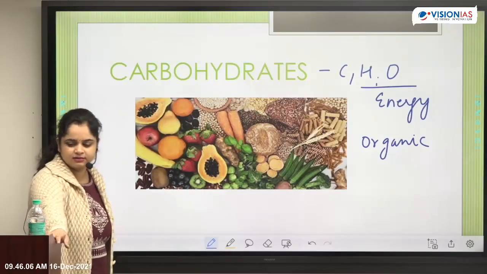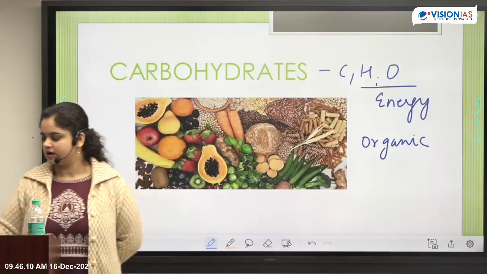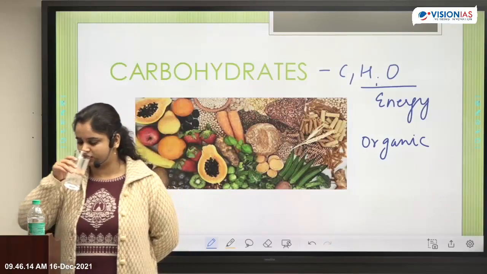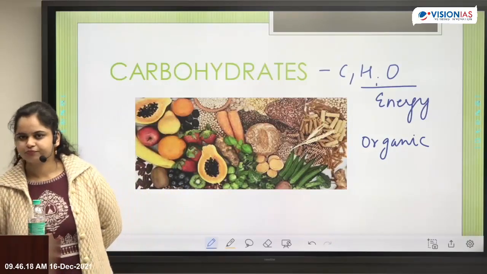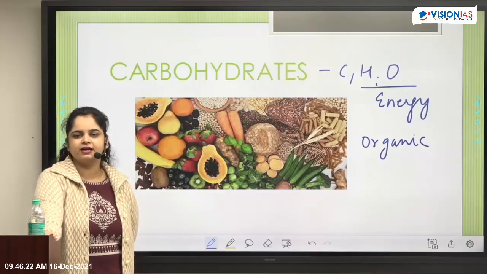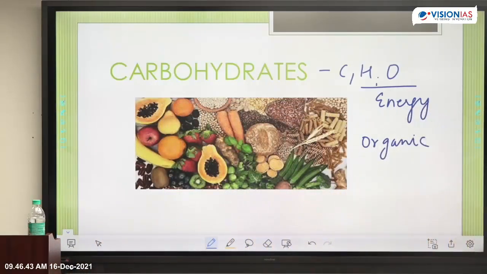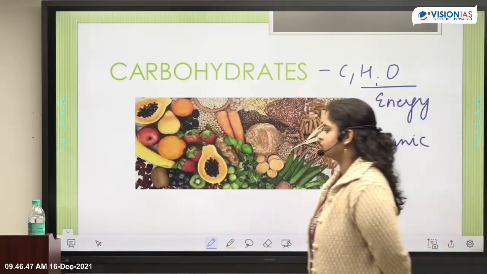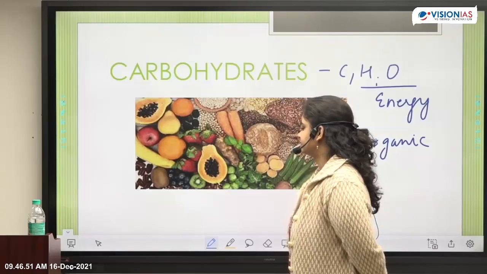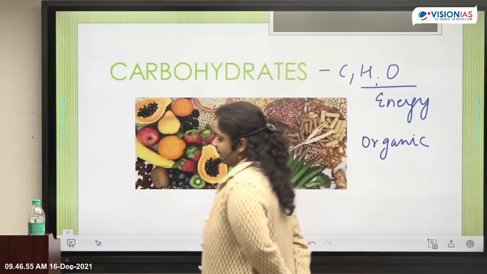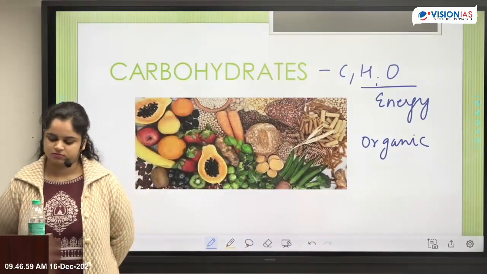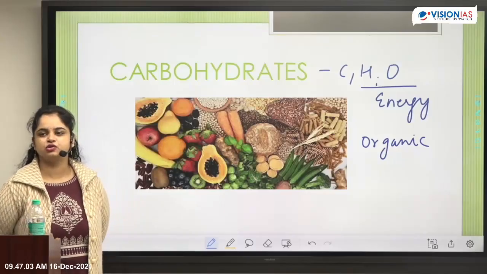So we'll write this in one line, please. Carbohydrates are naturally occurring organic compounds containing carbon, hydrogen and oxygen, and acting as sources of energy.